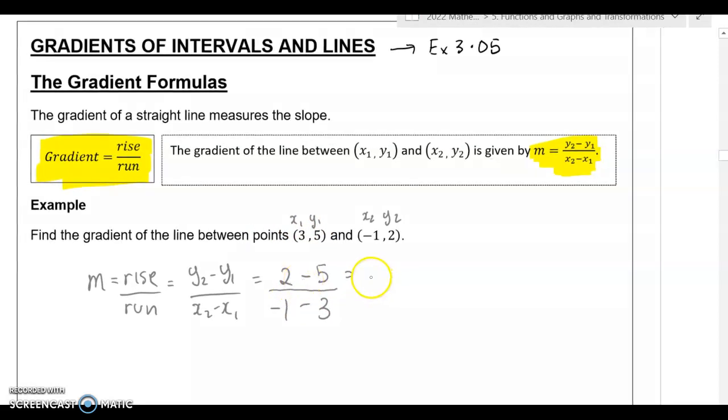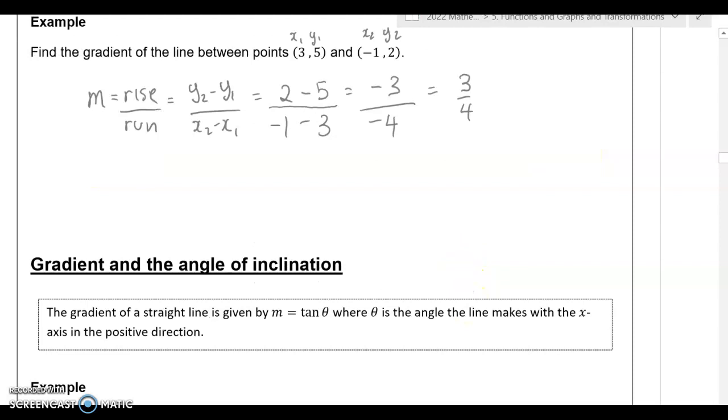2 minus 5 is minus 3. And minus 1 minus 3 is minus 4. Those two minuses give us a plus, so we've got a gradient of 3/4. Okay, let's go down a little bit further.